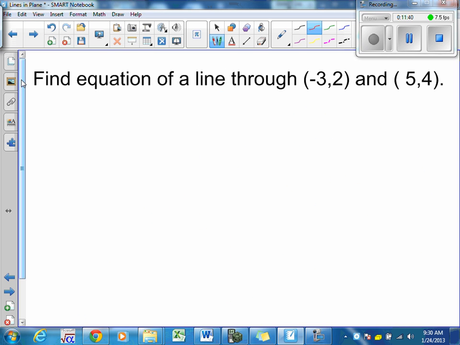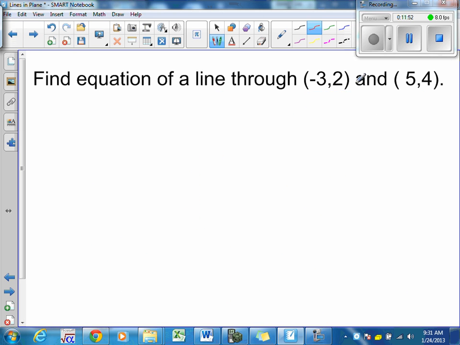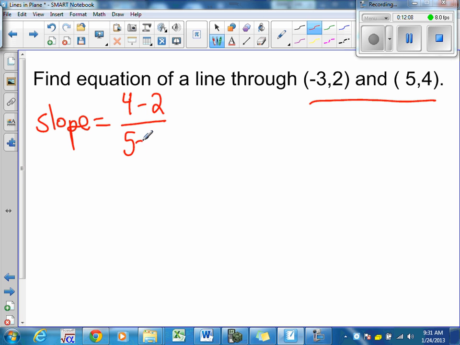So, all these questions now are going to ask us, find the equation of a line. And they're just going to give us something different. Here, they gave us a point and the slope. Now they're giving us 2 points. So, I need to find the slope. So my first step is, what's the slope? Well, I have 4 minus 2 over 5 minus a negative 3. That's 2 over 8, which is 1/4.